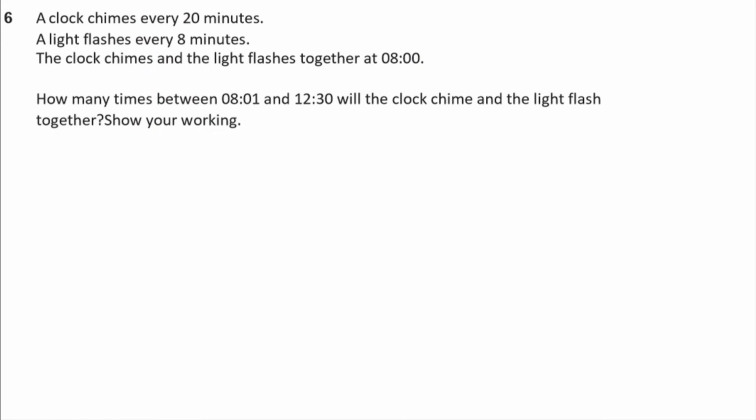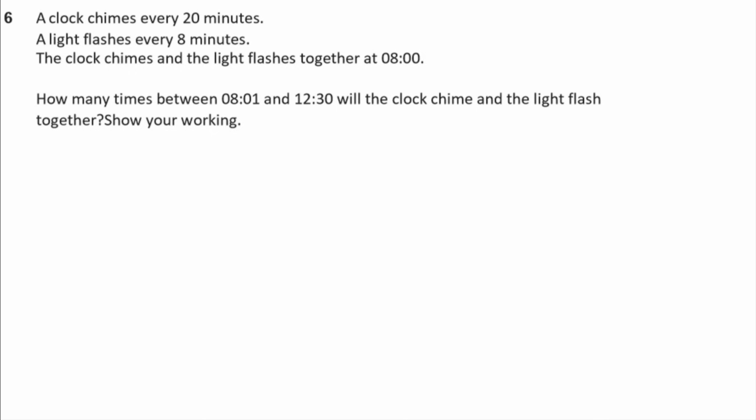Question 6. A clock chimes every 20 minutes. A light flashes every 8 minutes. The clock chimes and the light flashes together at 8 o'clock. How many times between 8 and 12:30 will the clock chime and the light flash together? Show your working. Okay, now this is actually like a lowest common multiple question if you think about it.